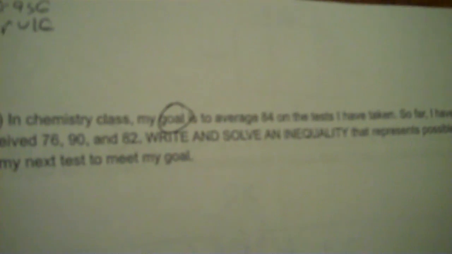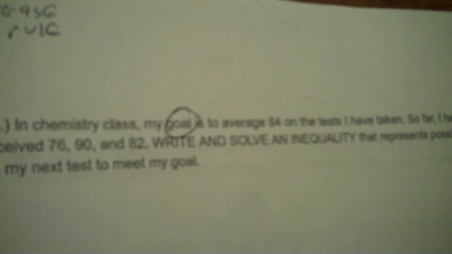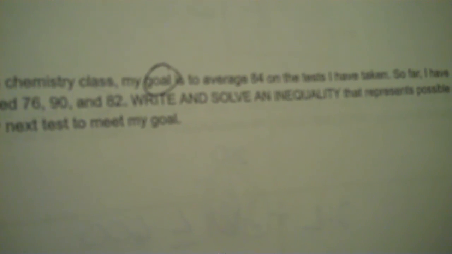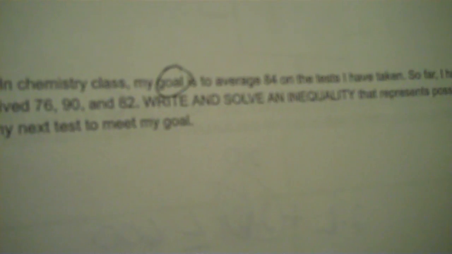Okay, number 16. In chemistry class, my goal is to average 84 on the test I've taken. So far, I have received 76, 90, and 82. Write and solve an inequality that represents possible scores on my next test to meet my goal. Okay, so goal would be set up. This is my starting point. Then we're going to write, my goal is 84.